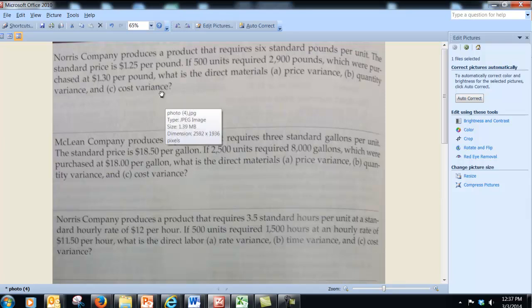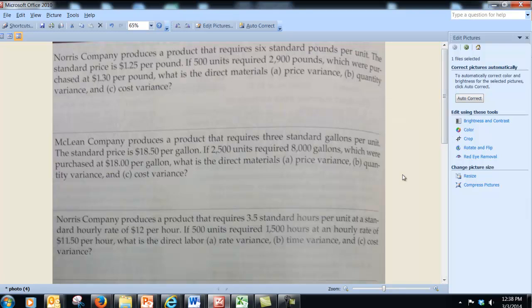So let's take a look here. We're going to skip the McLean ones, and we're going to spend time talking about Norris Company. We're going to do several different problems with the same company. It says Norris Company produces a product that requires 6 standard pounds per unit. The standard price is $1.25 per pound. If 500 units required 2,900 pounds, which were purchased at $1.30 per pound, what is the direct materials price variance, quantity variance, and cost variance?